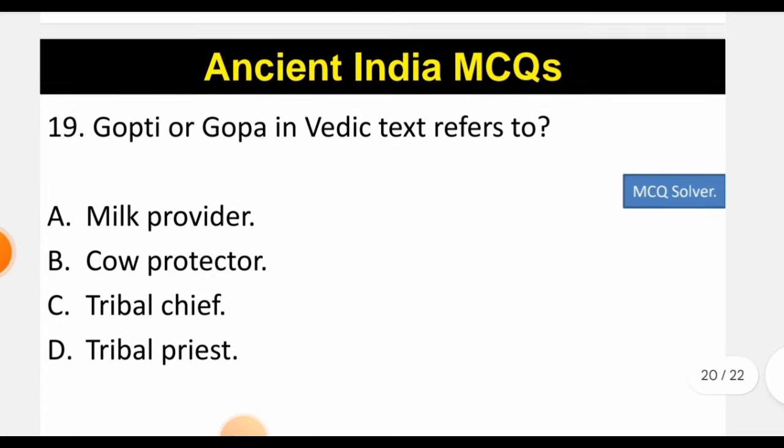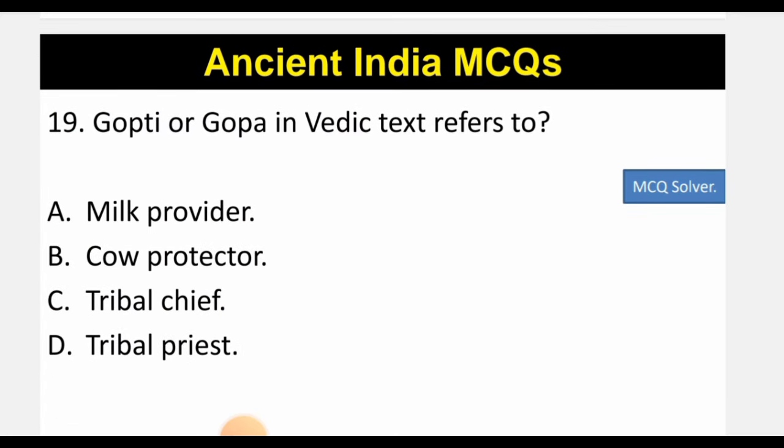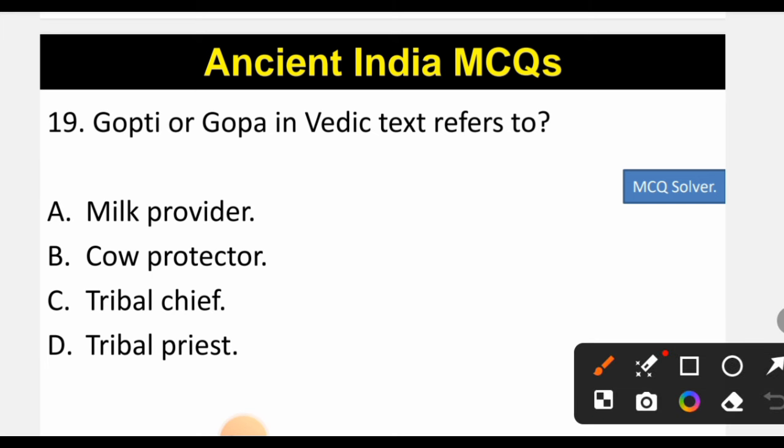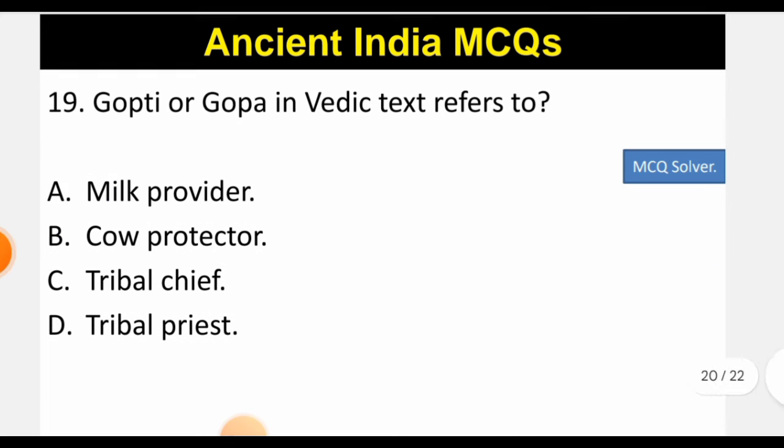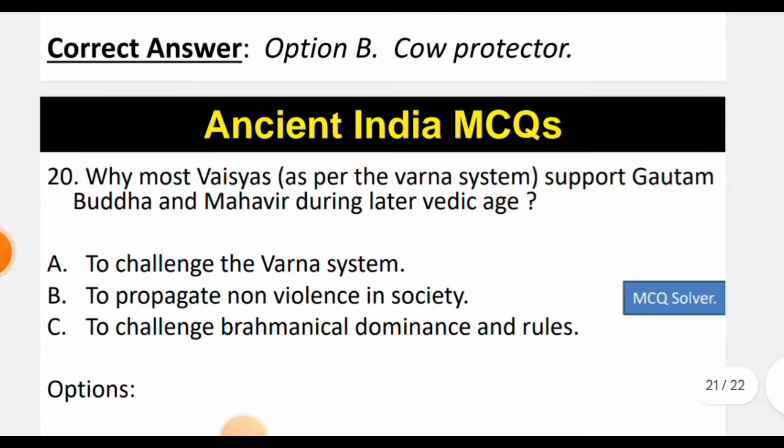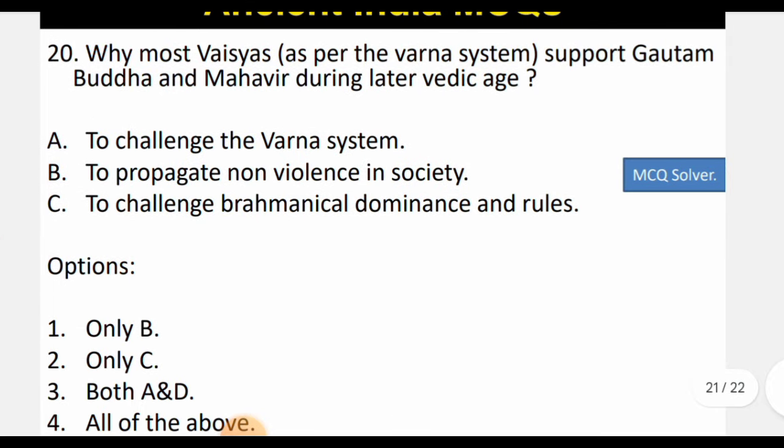Now let's move to question number 19. Gopti or Gopa in Vedic text refers to. The correct option is option B, that is they are known as cow protector. So B is the correct option, that is Gopti or Gopa are known as cow protector.